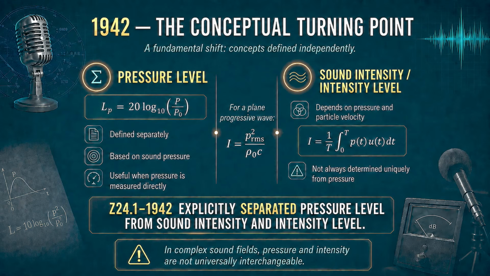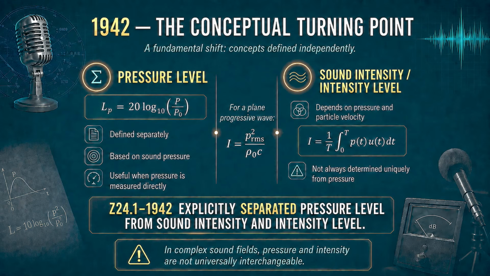Because sound pressure and sound intensity are fundamentally different physical quantities. Sound pressure describes the local pressure fluctuation at a point. Sound intensity describes the flow of acoustic energy. More generally, intensity depends on both sound pressure and particle velocity. It can be expressed as the time average of their product.